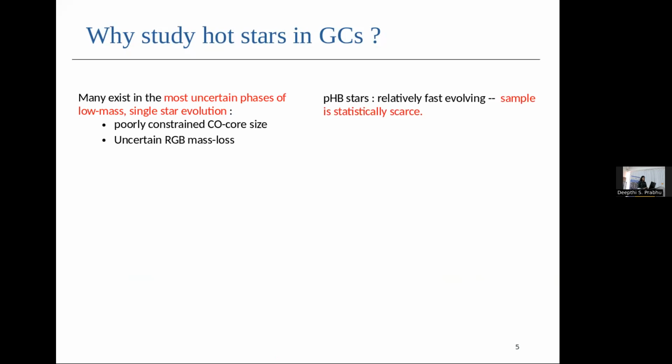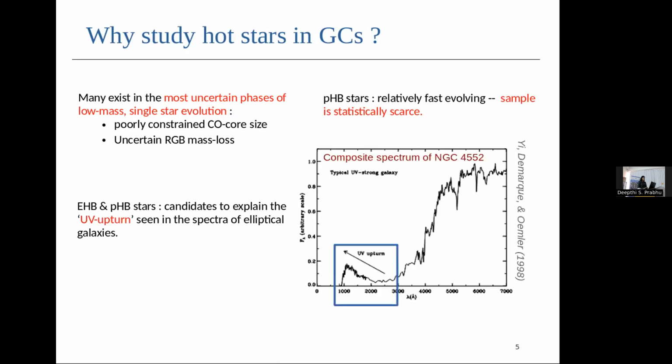So, as I said, these are relatively fast evolving stars. The number statistics of these stars is poor because they are observationally difficult to identify from optical images. We need to go to higher energies, shorter wavelengths. Also, the extreme horizontal branch stars, which have temperatures of more than 20,000 Kelvin, and their progeny, are candidates to explain what is known as the UV upturn seen in the spectra of elliptical galaxies.